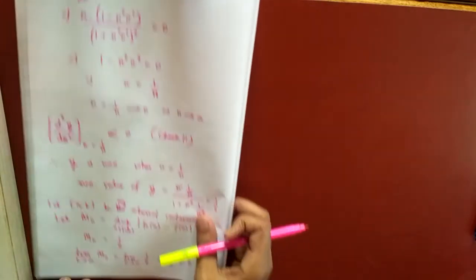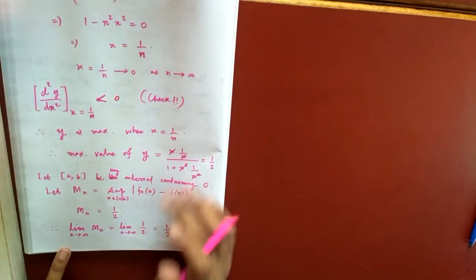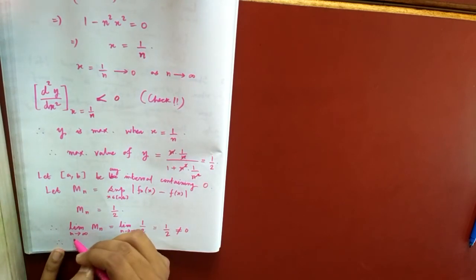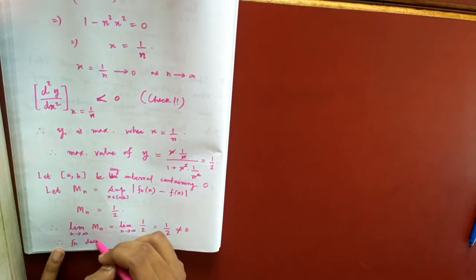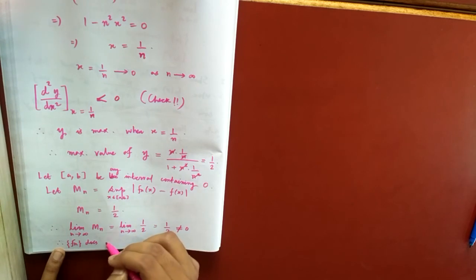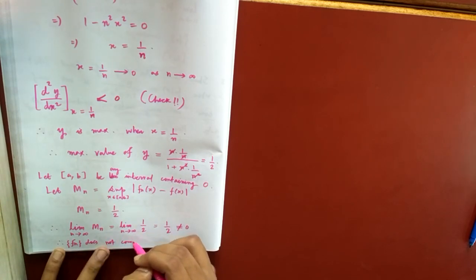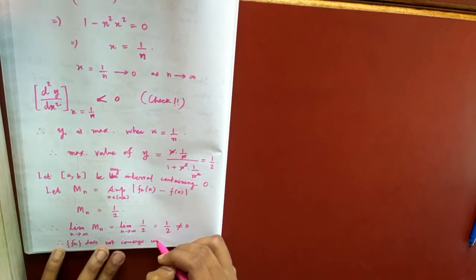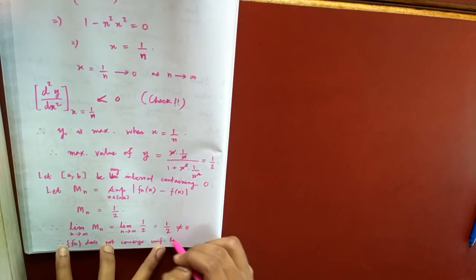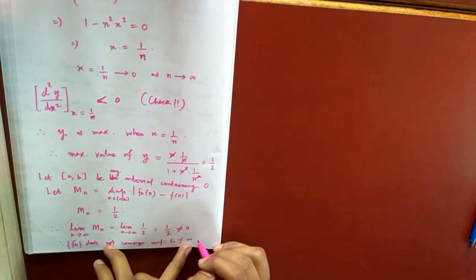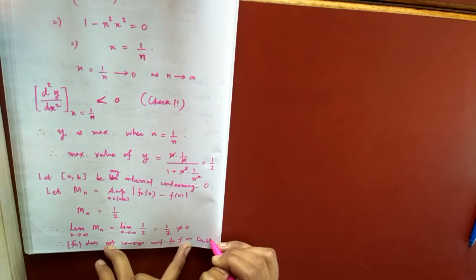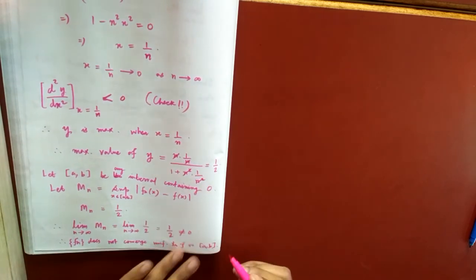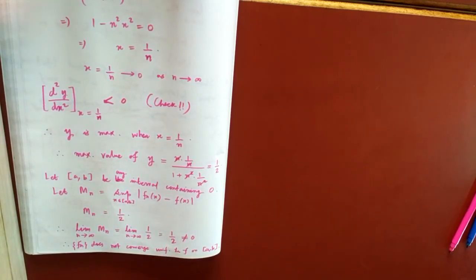So therefore, fn does not converge uniformly to f on AB. And what was AB? Any interval containing 0. And this completes the proof. Did you get it?